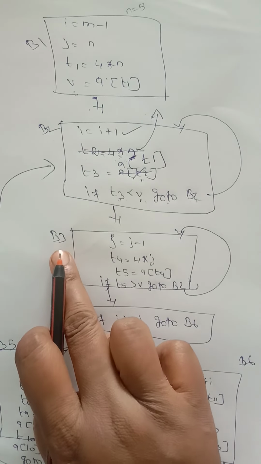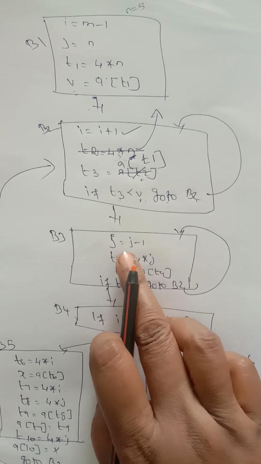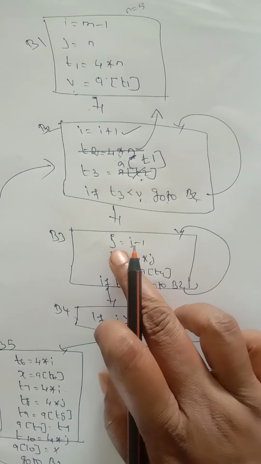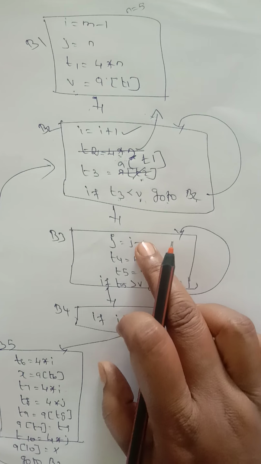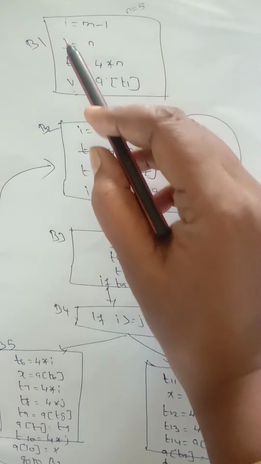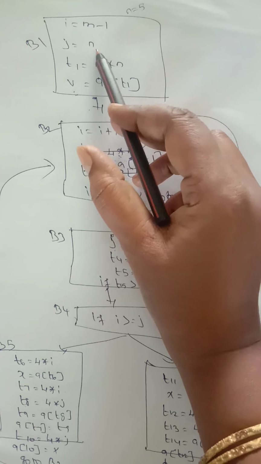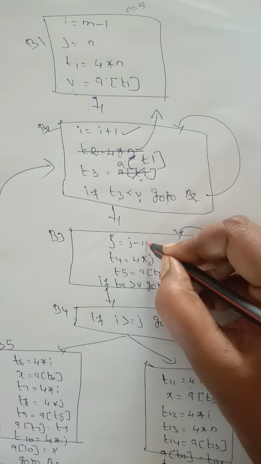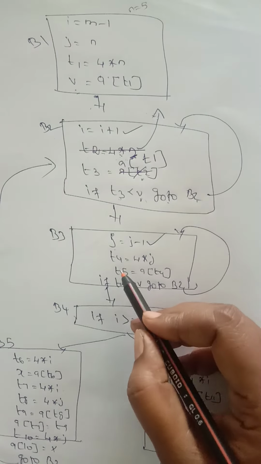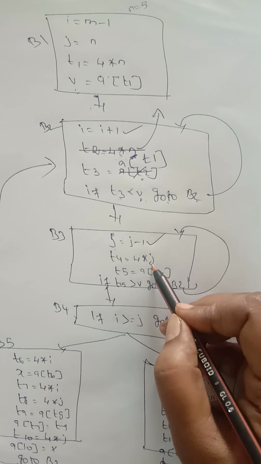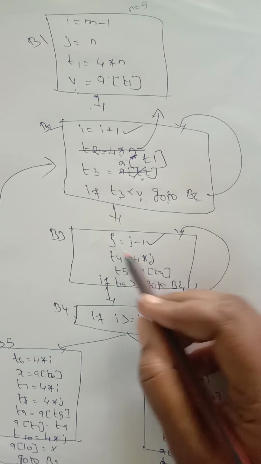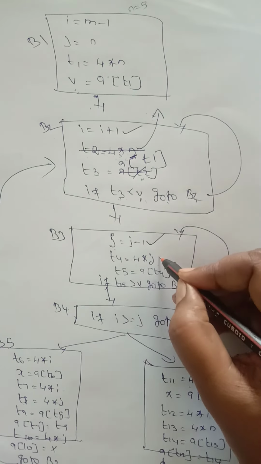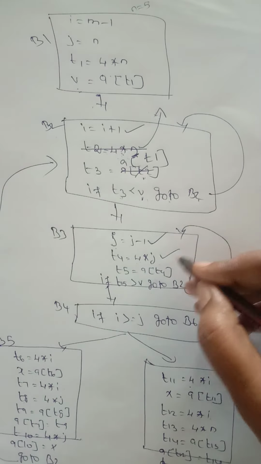The next one is block 3. Here we have 4 lines of code. The first one, j equal to j minus 1. First we have to check whether the code has effect or not. Here we are decrementing the j value by 1. Where did we define j? We defined j in block 1, j equal to n, and in this block we decrement the j value by 1. So the code has effect. Next one, t4 equal to 4 into j. Here j value is j minus 1, so it has effect. T4 also has effect, so just keep that code.